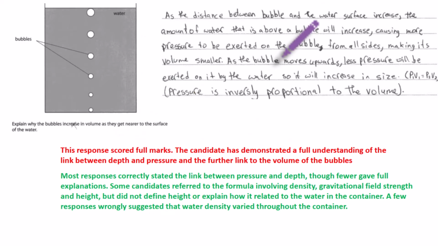Now let's see. As the distance between the bubble and the water surface increases, the amount of water that is above the bubble will increase, causing more pressure to be exerted on the bubble from all sides, making its volume smaller. As the bubble moves upwards, less pressure will be exerted, just the reverse, by the water, so it will increase in size. Pressure is inversely proportional to the volume.